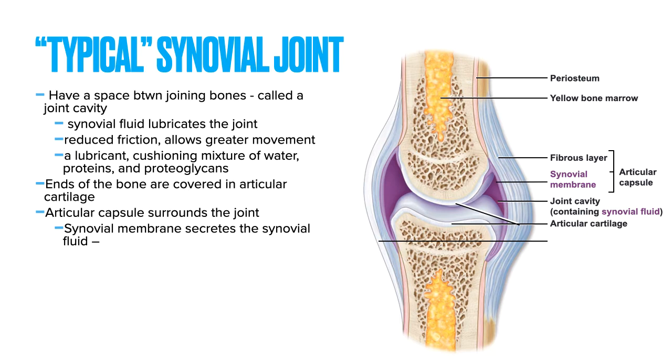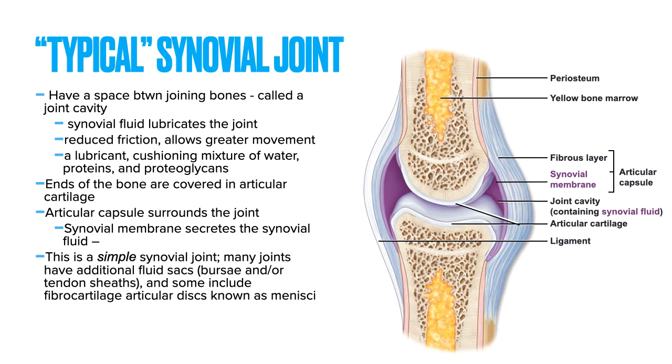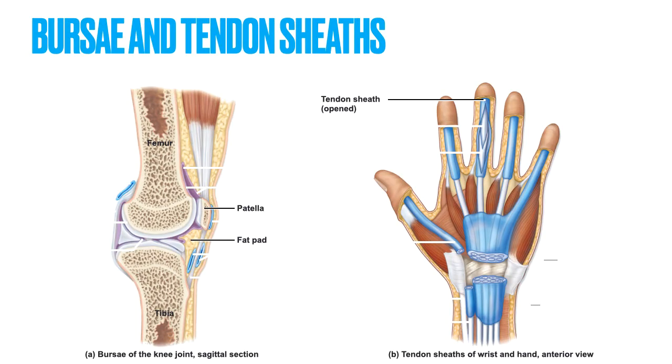Now, this includes the synovial membrane, and this is what secretes the synovial fluid. Articular capsules may also possess ligaments that hold the bones together. So this here is a simple synovial joint. Many joints have additional fluid sacs called bursae or tendon sheaths, and some include fibrocartilage articular discs known as menisci. We're going to talk about that in the next slide.